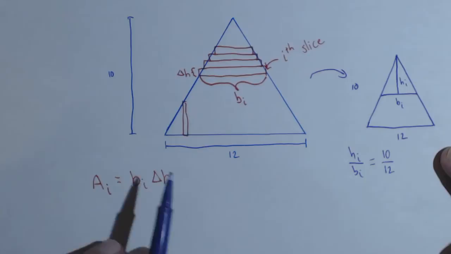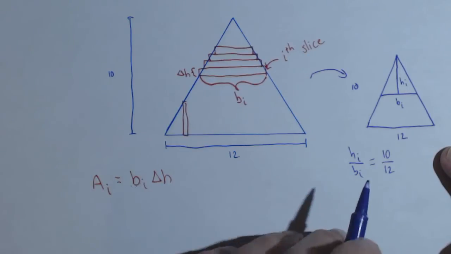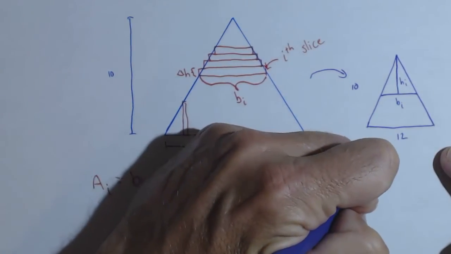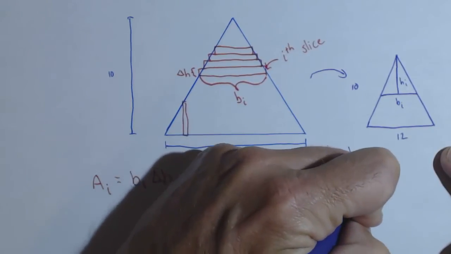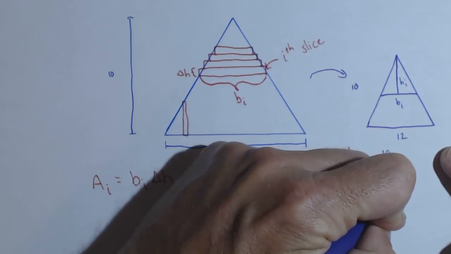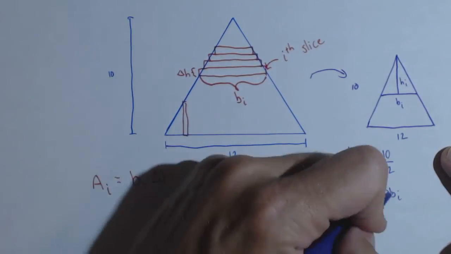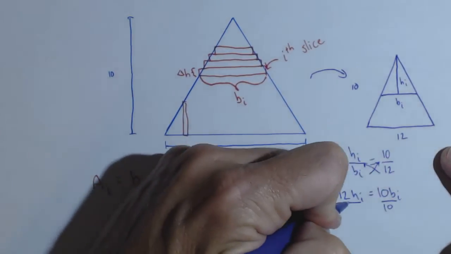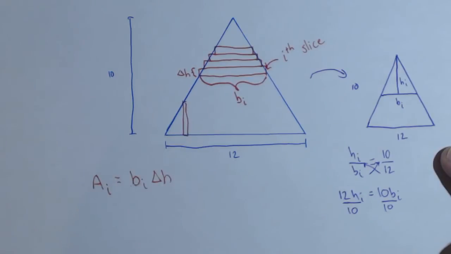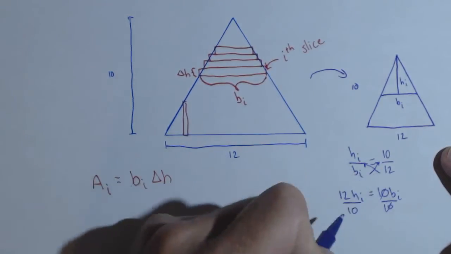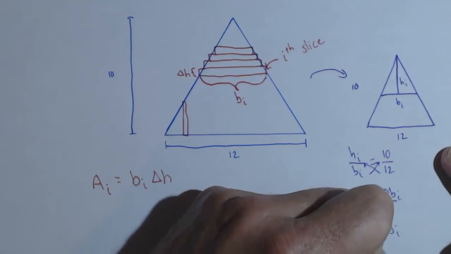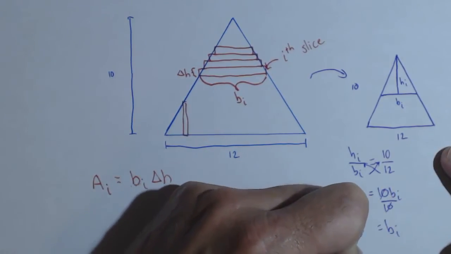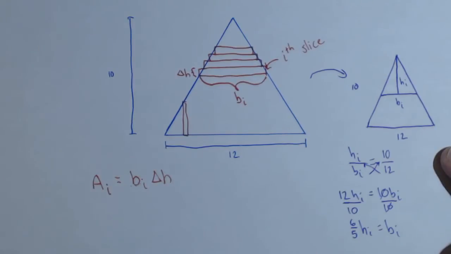Now what did I need? I needed something for B sub I in terms of H sub I. So I'm going to cross multiply here to get rid of my denominators. So I have 12 H sub I equals 10 B sub I, and divide both sides by 10. Of course, you can probably start doing this in one step, and that's fine. And this will reduce down to 6/5, so I get B sub I is equal to 6/5 H sub I. That's always true in this triangle.